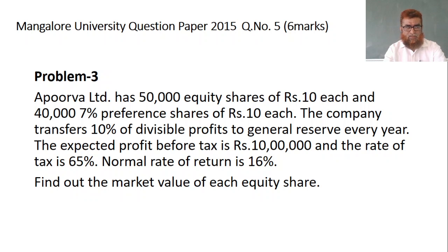The company transfers 10% of the divisible profit to general reserve every year. Every year 10% of profit must be transferred to the reserve. Expected profit before tax is rupees 10 lakh. Rate of tax is 65%. Normal rate of return is 16%. These are the items given in the problem.